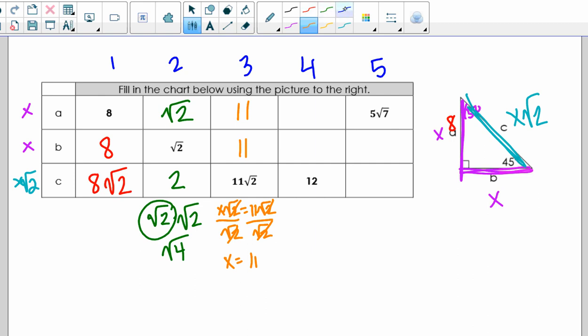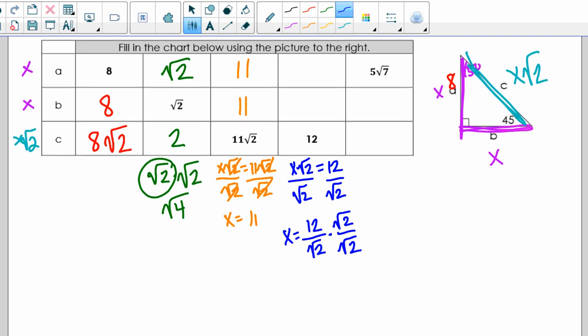For the next one, we are told that the x root 2 side is equal to 12. So in order to figure out sides a and b, I need to solve for x. So I'm going to divide both sides by radical 2. So x is 12 over radical 2, and then I'm going to have to rationalize that. So a lot of this is just your algebra. That's really the timely part of these problems.